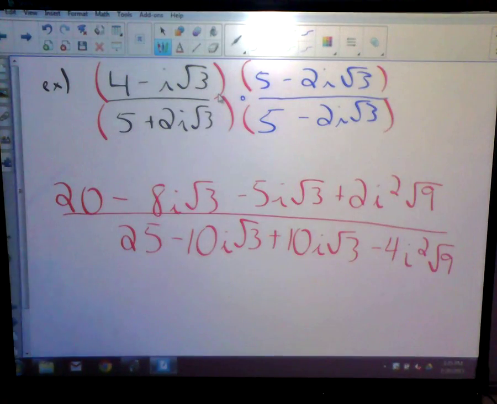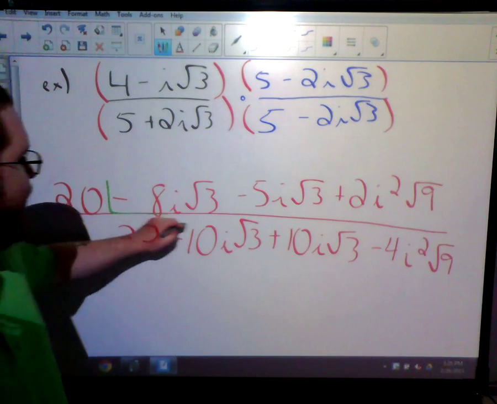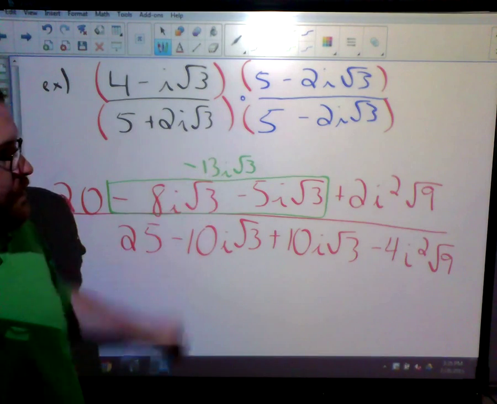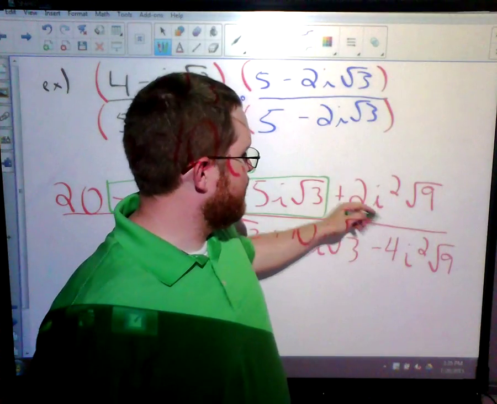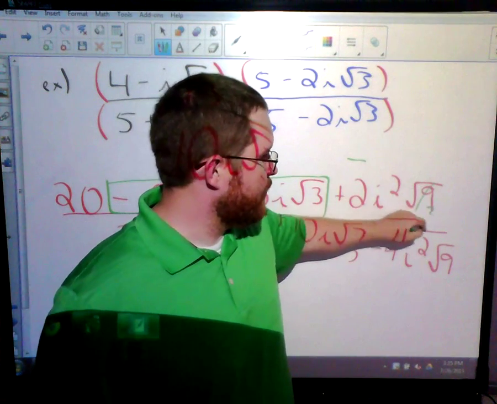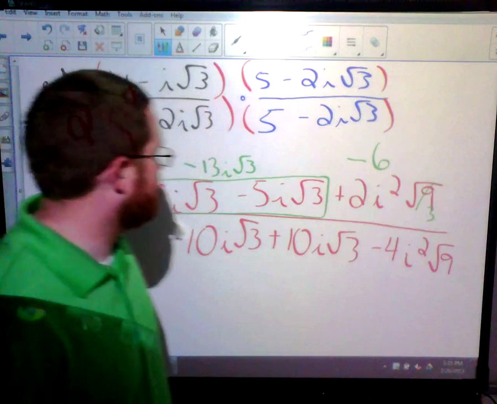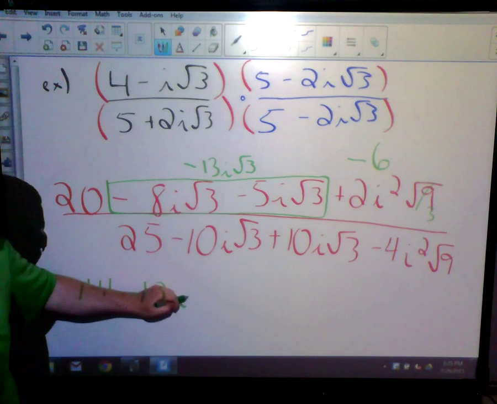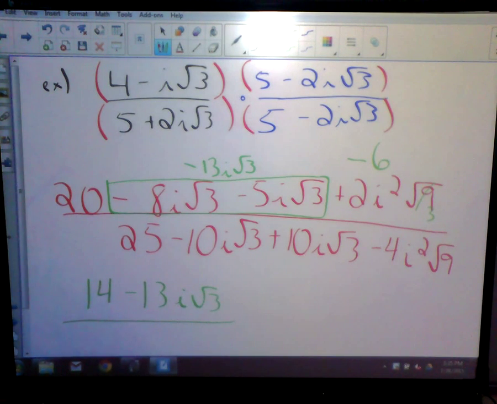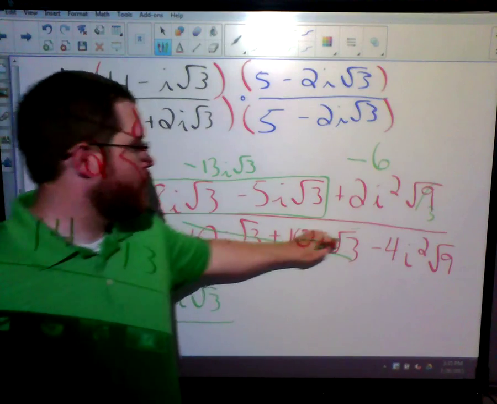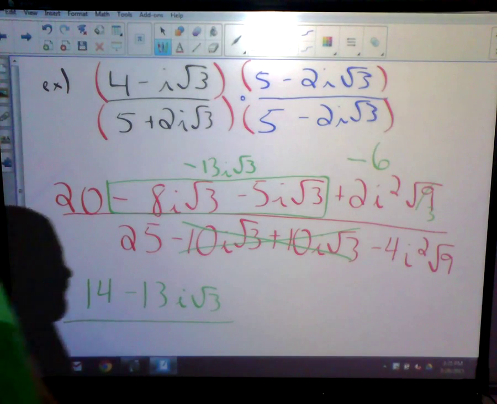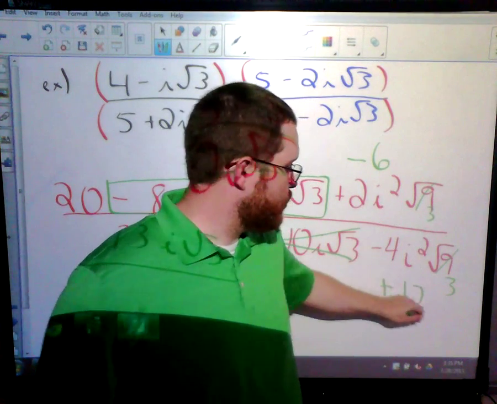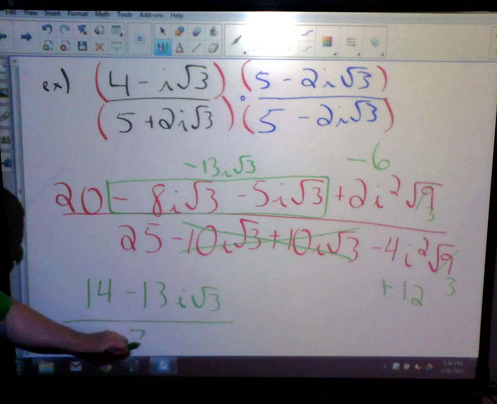Now let's do some cleanup. Minus 8i square root of 3 minus 5i square root of 3, that's negative 13i square root of 3. This is going to make it negative. This is going to become 3. 2 times 3 makes negative 6. So on top I have 20 minus 6, which is 14 minus 13i square root of 3. On bottom, these middle two will cancel out. That's what conjugates do. This i squared is going to make that a positive. That's going to become a 3. And 3 times 4 is 12. 12 plus 25 is 37.